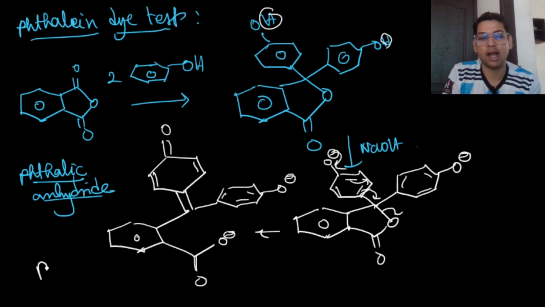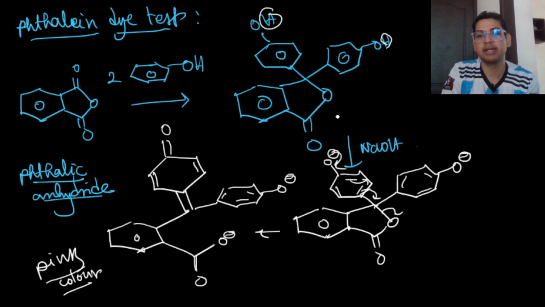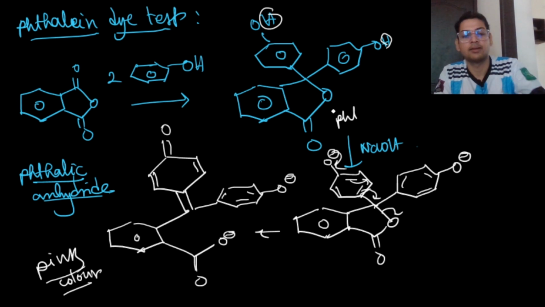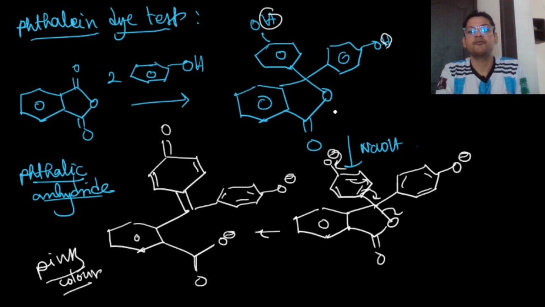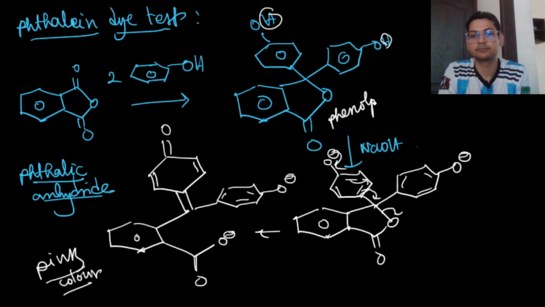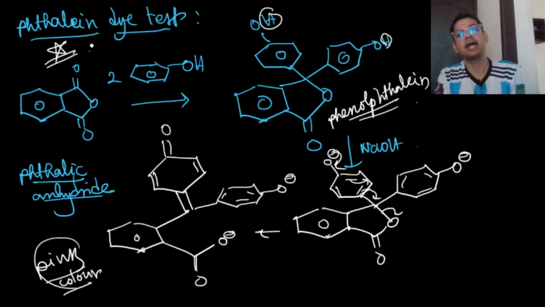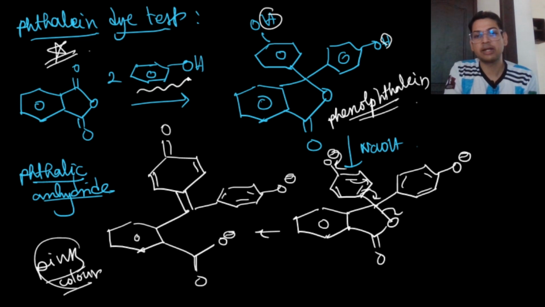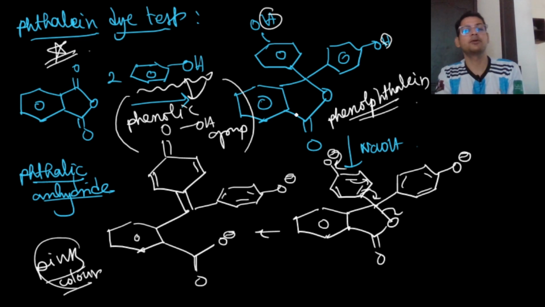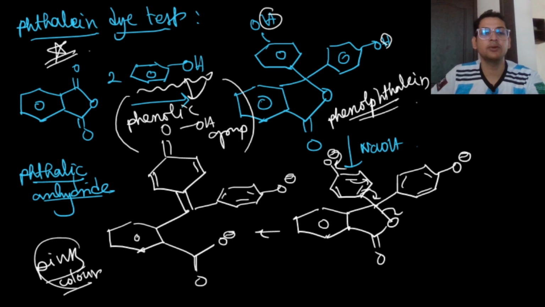Now this is giving a pink color. This is just phenolphthalein I have made. It will give a pink color, and this is called the phthalein dye test, and that is for this phenolic OH group. This is to identify this phenolic OH group. Got it? So here option number 4 will be your answer.